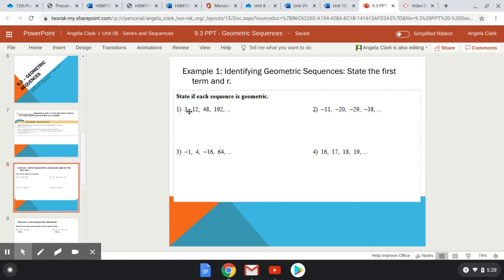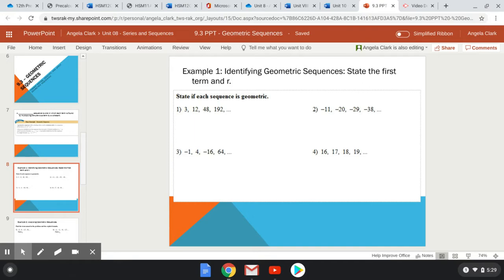If I multiply 3 by 4, I get 12. Multiply that by 4, I get 48. Multiply that by 4, I get 192. So this is, in fact, a geometric sequence because I can multiply by the same number each time, and I will always get the next term.